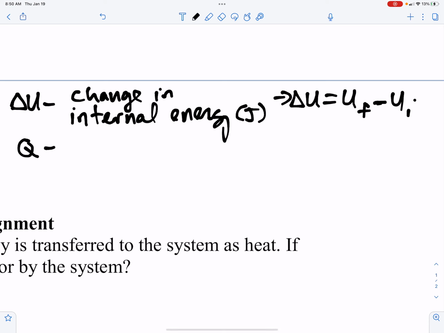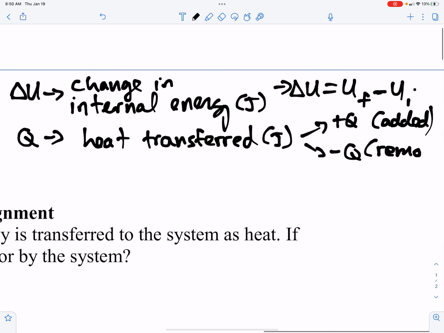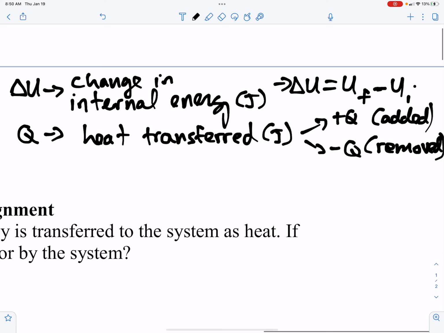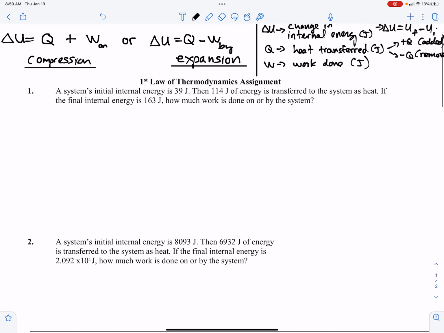Q is the heat transferred to the gas. Okay, now something to consider, it's also in joules. Positive Q means heat was added. Negative Q means heat was removed. Okay, and then finally, W represents the work done. Again, also in joules. All right, let's go ahead and begin a look at these practice questions.